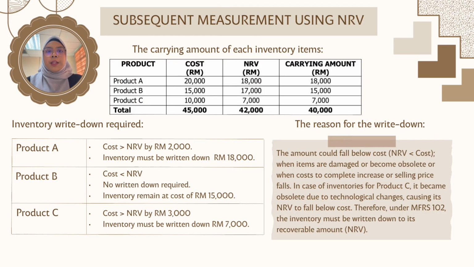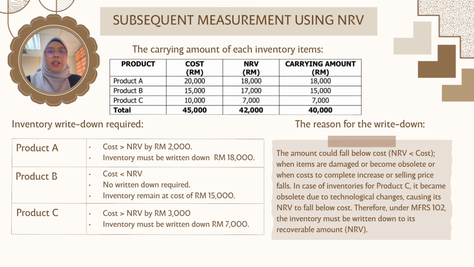On this slide, I will explain how inventory is measured after purchase using the net realizable value, or NRV, according to MFRS 102. MFRS 102 states that inventory must be valued at the lower of cost or NRV. Looking at the table, product A has a cost of 20,000 ringgit and an NRV of 18,000 ringgit. Since the NRV is lower, the carrying amount becomes 18,000 ringgit. This means a write-down of 2,000 ringgit is required.